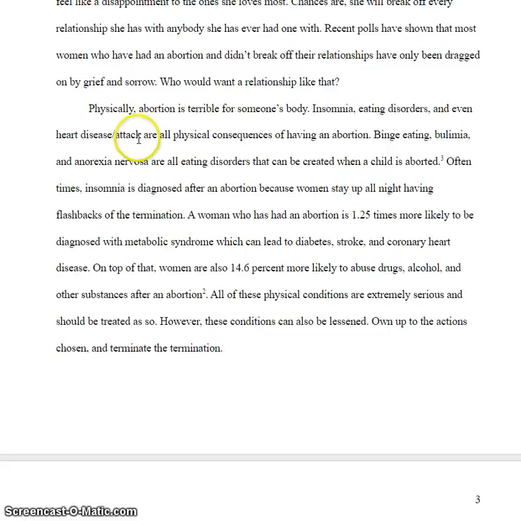The physical effects of it is terrible for someone's body. That's kind of an understatement. You might want to make that stronger. Not you might. You want to make that sentence stronger, make a clearer topic sentence there. So you list some things that happen when you have an abortion. Another statistic down here. Is it still the same place? So tell me where you got that information.